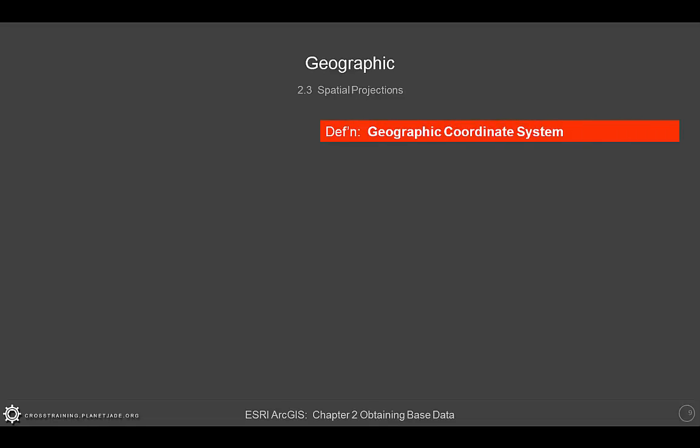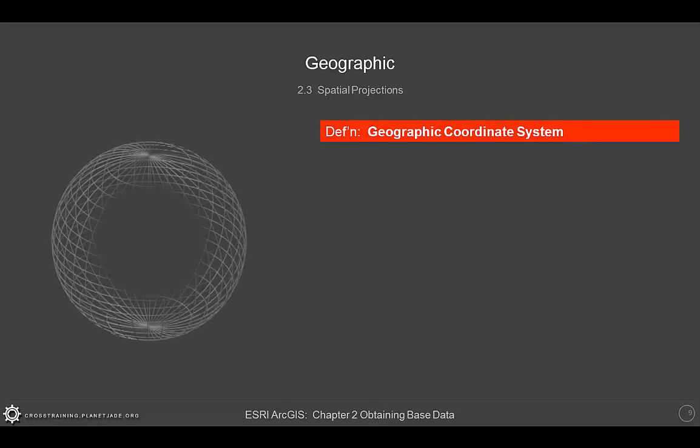The next thing we should talk about is spatial projections and coordinate systems. So the very first spatial projection I want to talk about is the geographic one, and the reason mainly is because everything is basically derived from this particular spatial projection. So what is a geographic coordinate system?